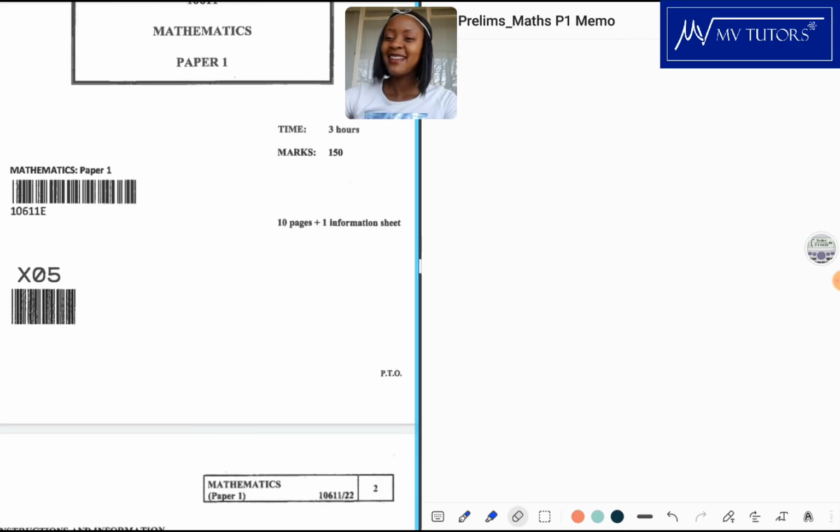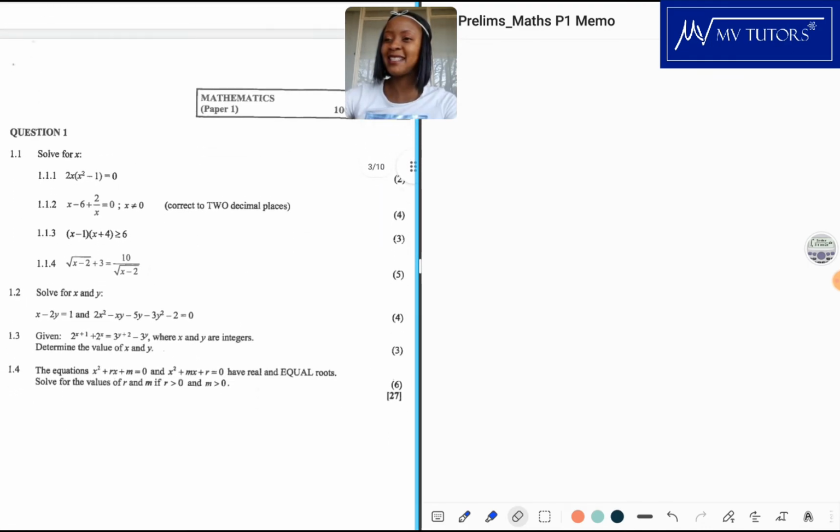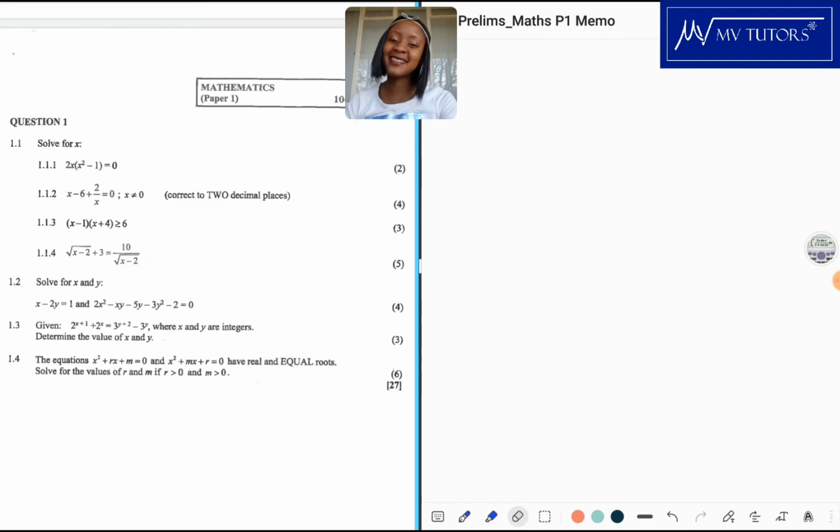Okay, so question 1. We are solving for x. Guys, this is a section where you should be bagging those marks. If you look at question 1, it's 27 out of 150? Yeah, it's a lot. It's almost a fifth of the paper. So let's try to get as many marks as we can.